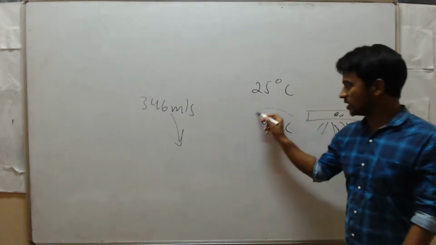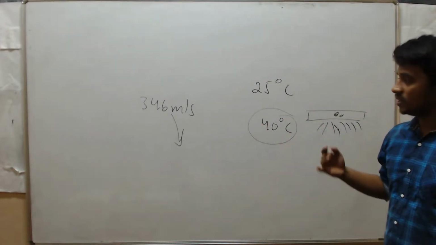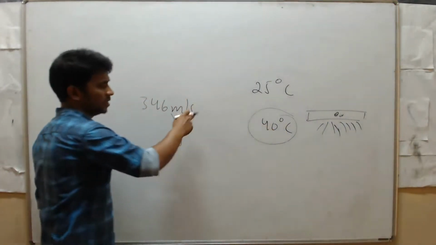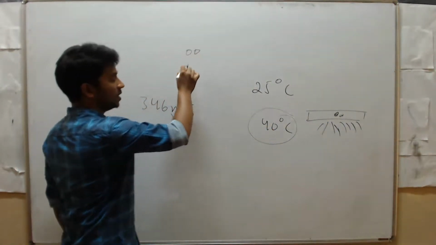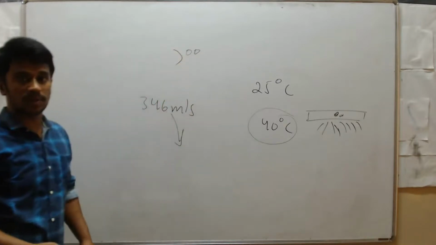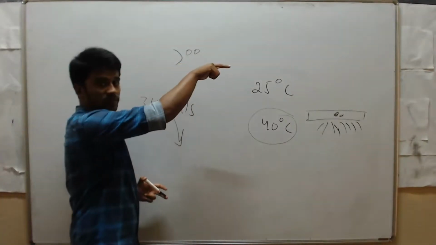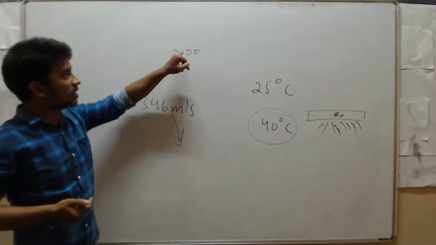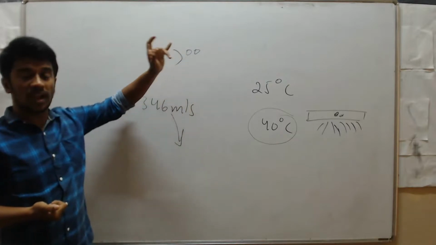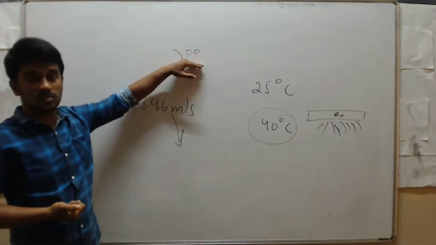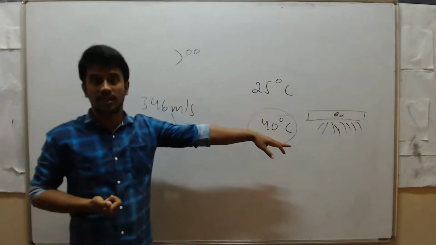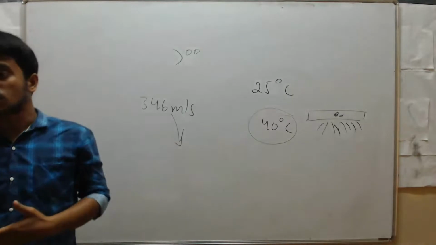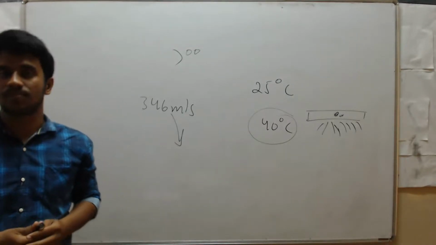So when you increase the temperature, the particles vibrate very quickly. At that time, when you produce a sound, they will move very quickly and collide with the neighboring atoms. Why? Because you are providing sound energy, and these atoms are also getting energy from the heat. So when you increase the heat, the speed of sound increases.